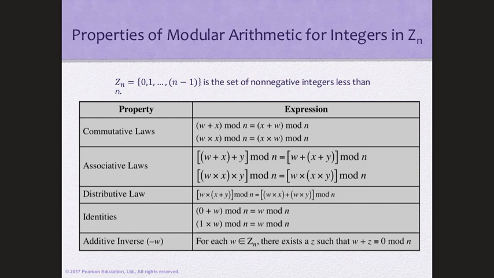Additive inverse always exists. Multiplicative is not listed here because it can exist, it might not exist. It's not always true that you will have a multiplicative inverse for any number mod n, okay? But it's true that you will always find an additive inverse for any number mod n, okay?